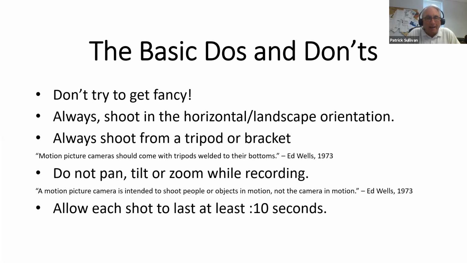Don't pan, that is move the camera side to side. Don't tilt, that is up or down, or zoom while you're recording. You do that with the camera turned off to compose your next shot. Again, quoting Dr. Ed Wells, a motion picture camera is intended to shoot people or objects in motion, not the camera in motion. And you'll see this a lot with beginners.